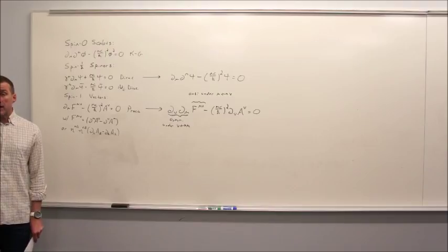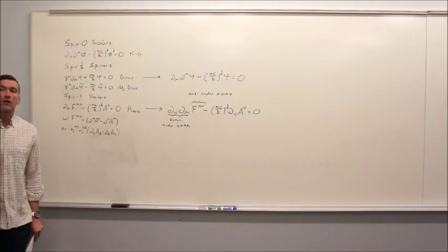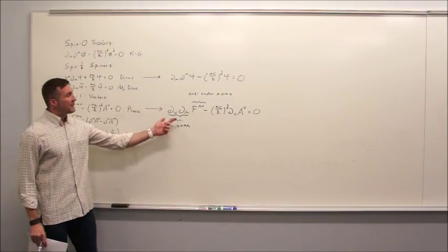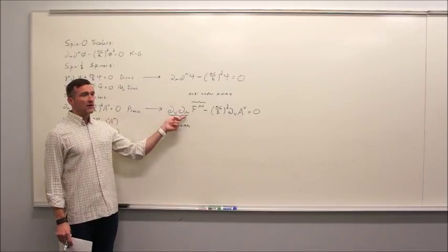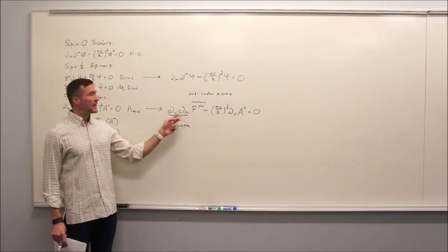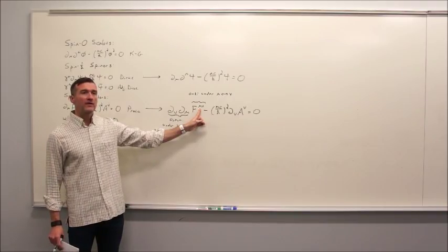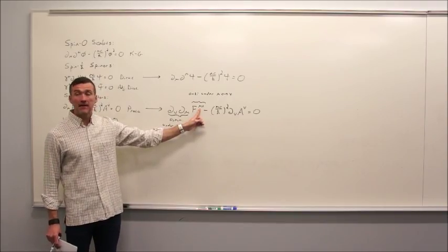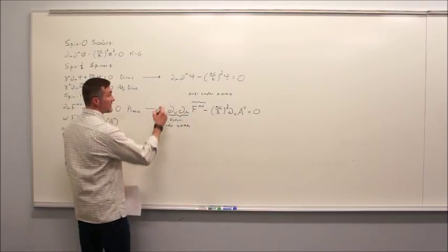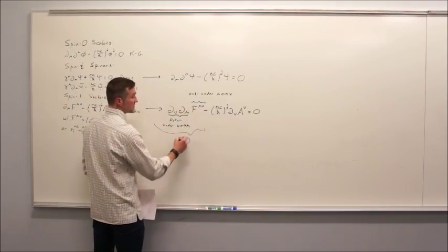Okay, now that's just an observation, but here's the very powerful tool. If I have something that is symmetric under the exchange of two indices, and those indices are fully contracted with another object which is anti-symmetric under the exchange of those two indices, this object is necessarily zero.